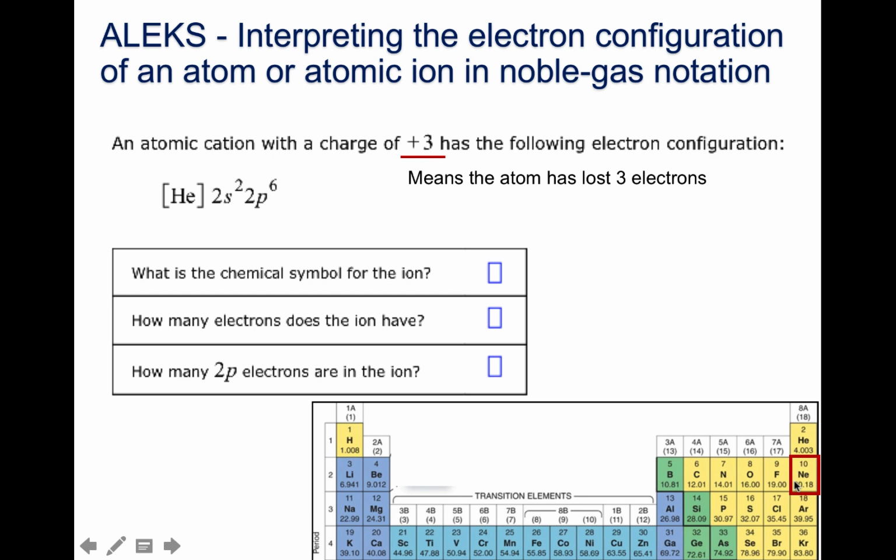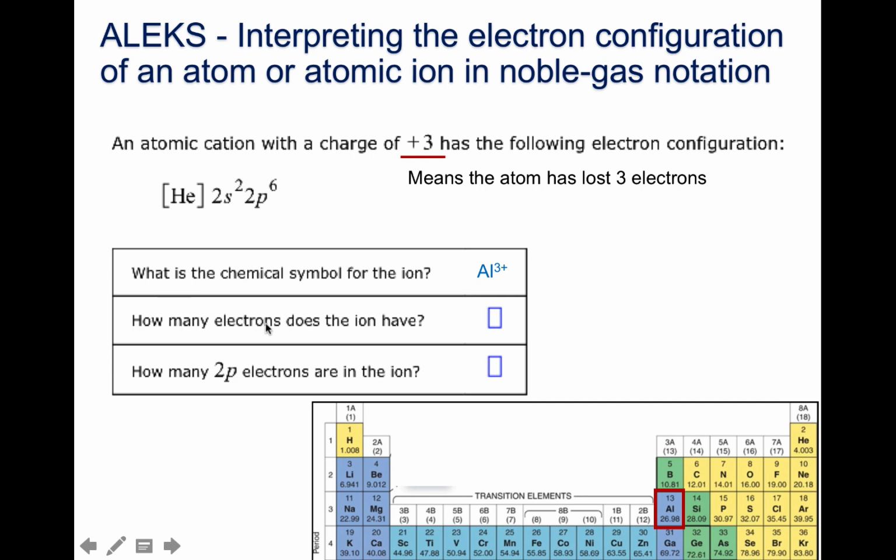And we know that it's a cation, which is +3, meaning the atom has lost 3 electrons already. And so if it's lost 3 electrons, what we need to do is add 3 electrons to neon, or add 3 spaces to neon to figure out which element it is. So if we go 1, 2, 3, that represents the element aluminum. And so this electron configuration is aluminum with a 3+ charge.